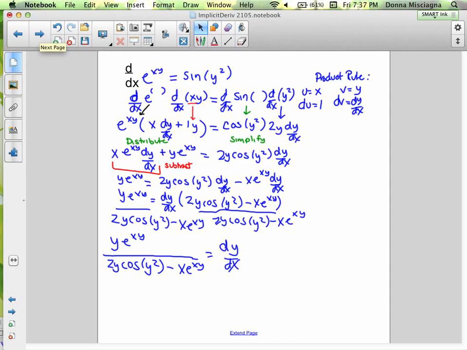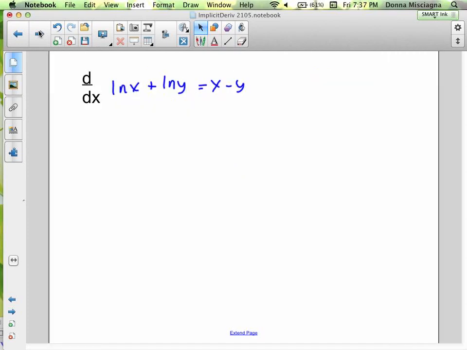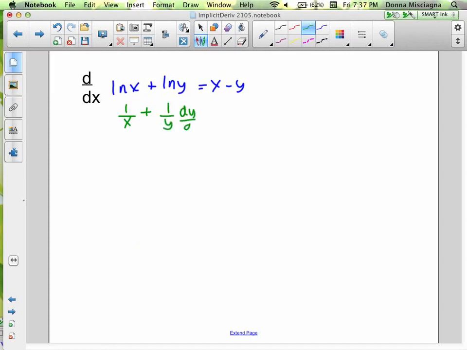Let's look at the next one. That one had an exponential and it had a trig function. This one has log functions in it. So we're taking the derivative of natural log of x plus natural log of y equals x minus y. Let's just take the derivative. Derivative of natural log of x, 1 over x. Derivative of natural log of y, of course, is a chain rule. So we're going to have 1 over y, but then we're going to have dy dx. Derivative of x, that's 1, and derivative of y is dy dx.